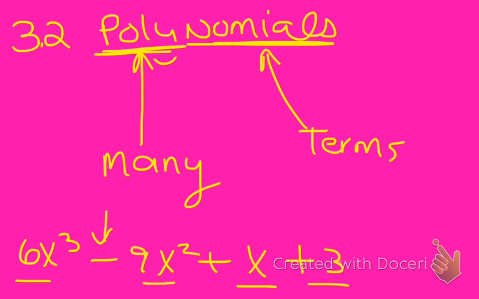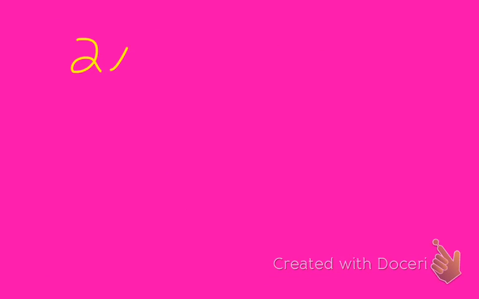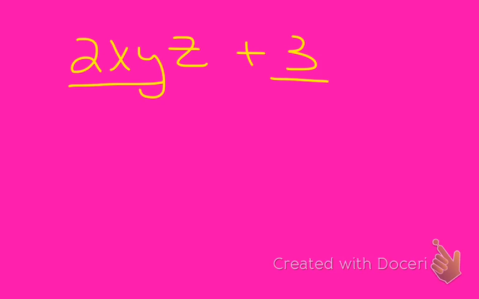So for example, if I had 2xyz plus 3, this is two terms. These are all separated by multiplies, but that still constitutes one term. So a term is only separated by an add or subtract.